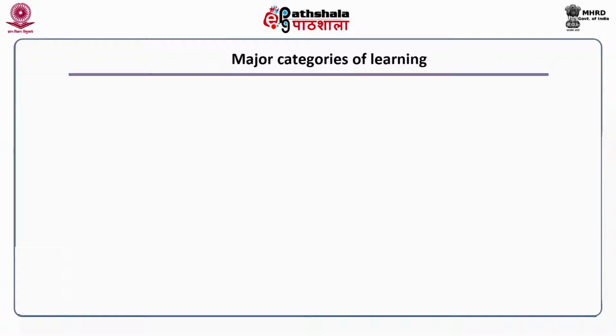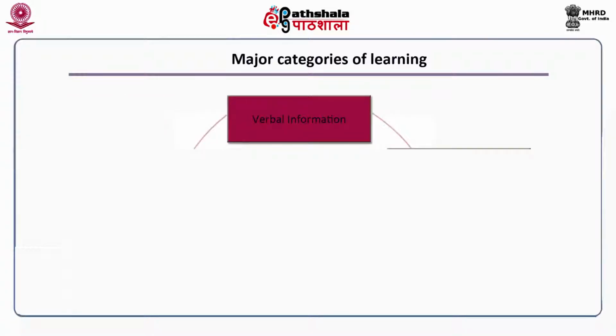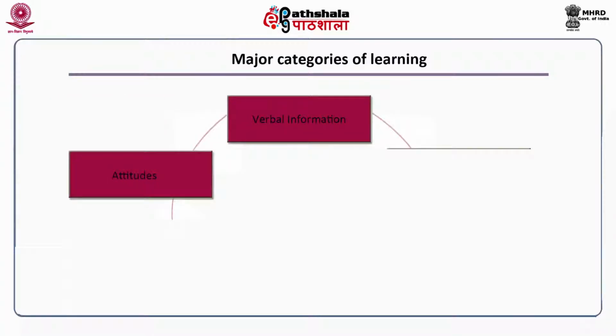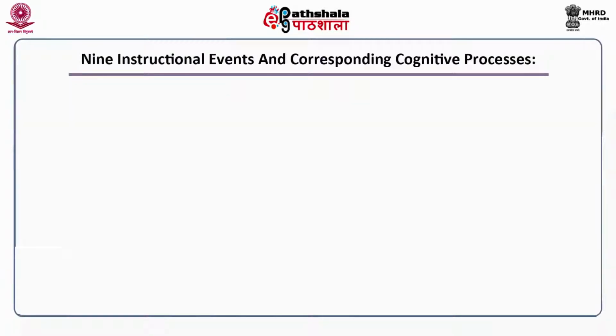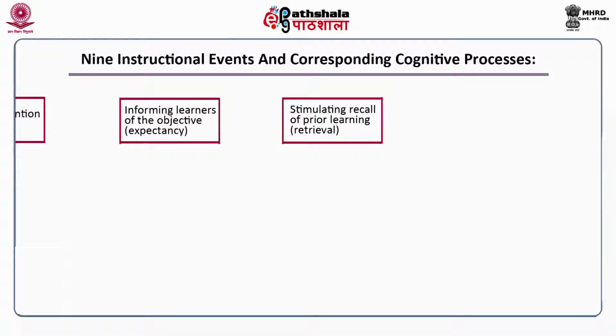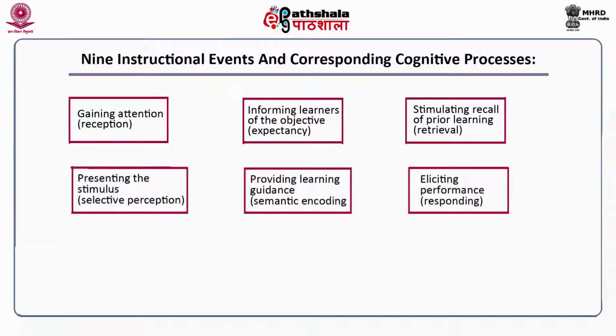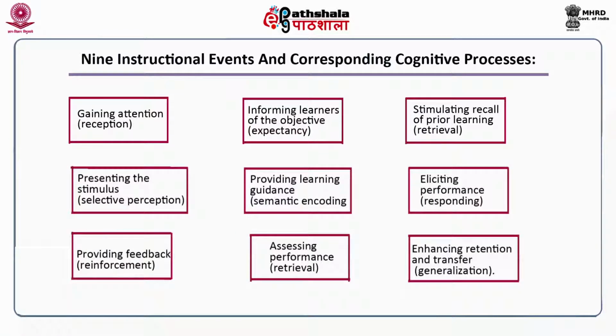The major categories of learning can be seen in this diagram: verbal information, intellectual skills, cognitive strategies, motor skills, and attitudes. The 9 instructional events and corresponding cognitive processes can be seen in this diagram, like gaining attention, the cognitive process is reception; informing learners of the objective, the cognitive process is expectancy; stimulating recall of prior learning, the cognitive process is retrieval; eliciting performance, the cognitive process is responding, and so on and so forth.